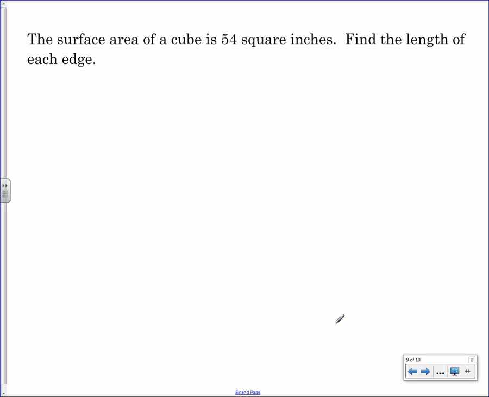We're good? All right, the surface area of a cube is 54 square inches. That's the same thing as inches squared. It means the same. Find the length of each edge. So what do we not have that I told you to do every time if you don't have it in geometry? Draw a picture. Let's draw a cube.